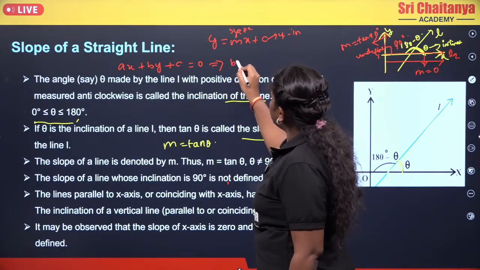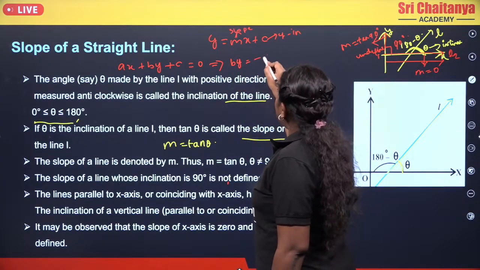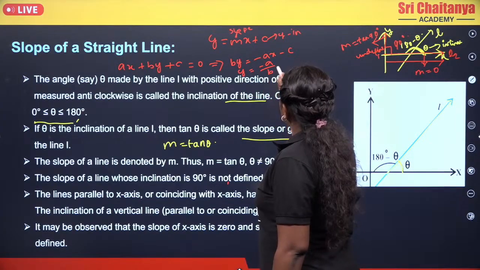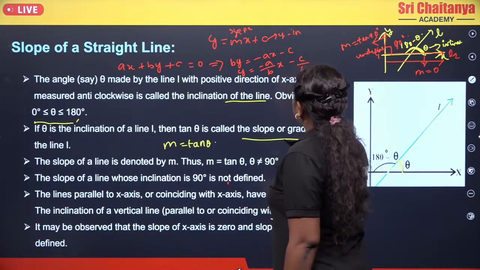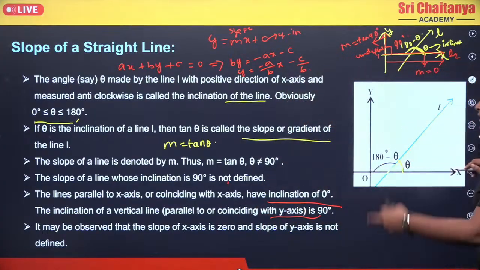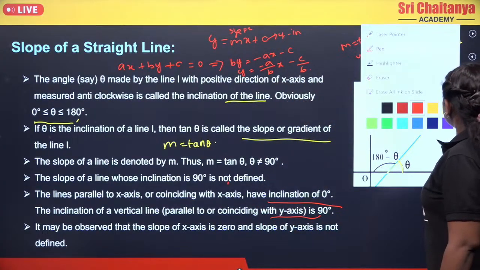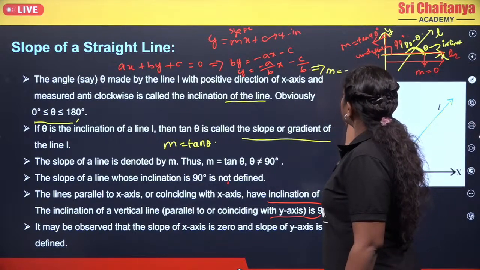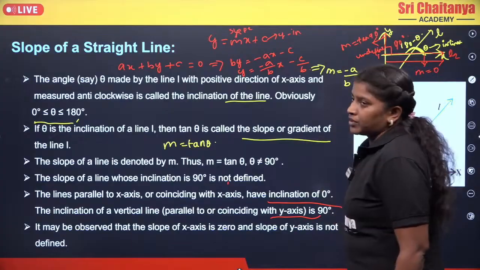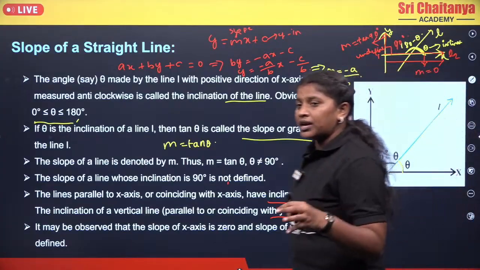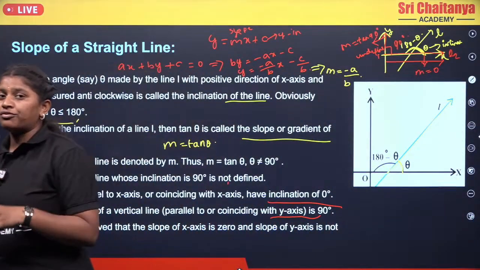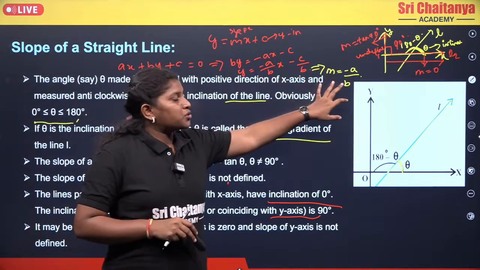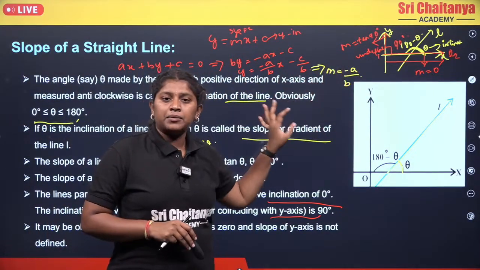So what we will get? by equals to minus ax minus c. Okay, so y equals to minus a by b x minus c by b. Clear? Now if you compare that with the slope form, then your slope, that means m, will be equals to minus a by b. Okay, so now if you are having your straight line in the form of ax plus by plus c equals to 0, then we will be taking our slope m equals to minus a by b.